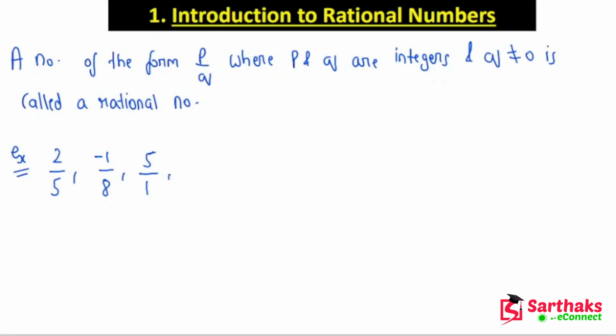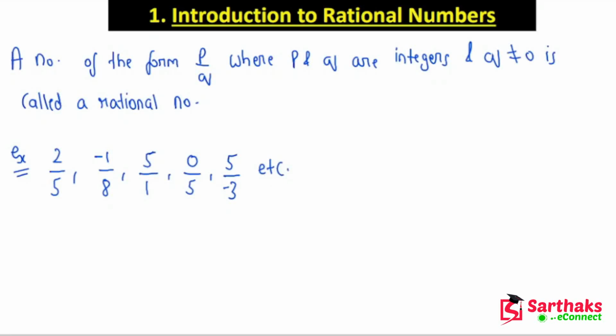Even 0 is a rational number. You can write it as 0 upon 5 or 0 upon 8 or 0 upon 7 or any number. You can take 0 upon something and that something should not be equal to 0. That is, the denominator should not be equal to 0, but on the numerator side you can take 0. So 0 is also a rational number. Similarly, you can take 5 upon minus 3. Now again both numerator and denominator are integers, the denominator is not equal to 0, so again it is a rational number. So in this way you can take various examples and verify what is a rational number and what is not.